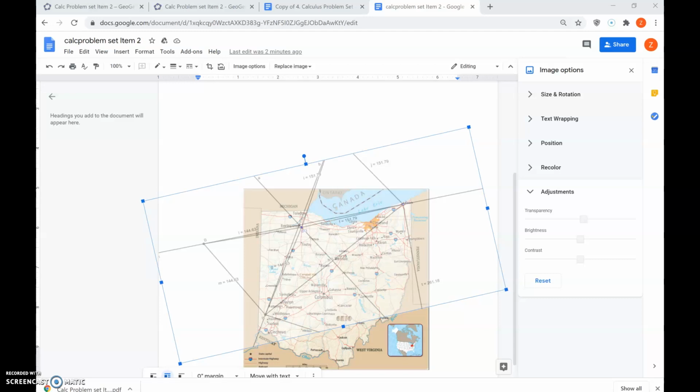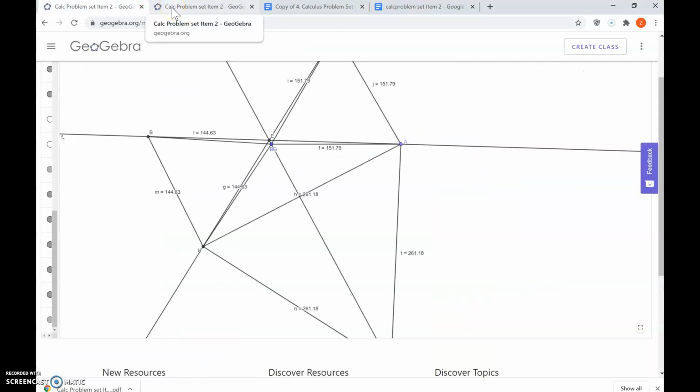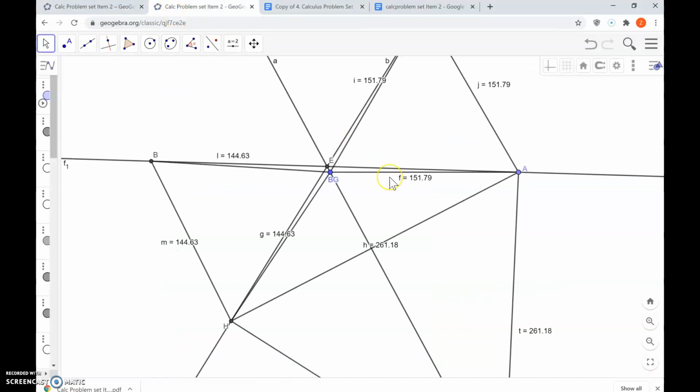What's going on, y'all? So this is going to be for item number 2 here. Let's see. So I went into GeoGebra, and first I went online and I decided I was just going to use straight lines. I was going to build a triangle to show the distances between Bowling Green, Hamilton, and Ashtabula.